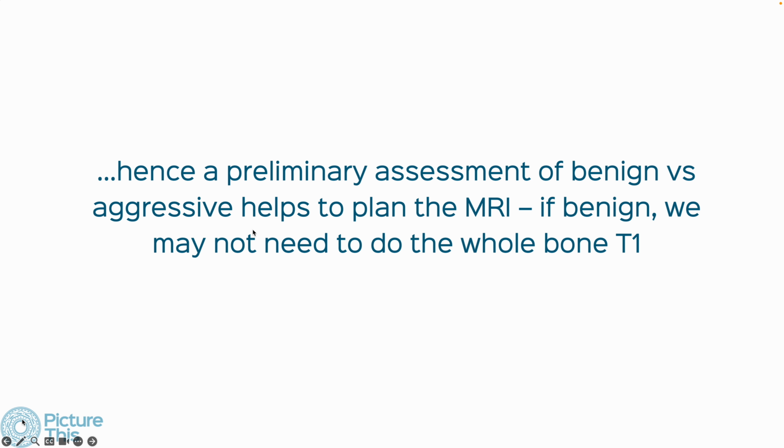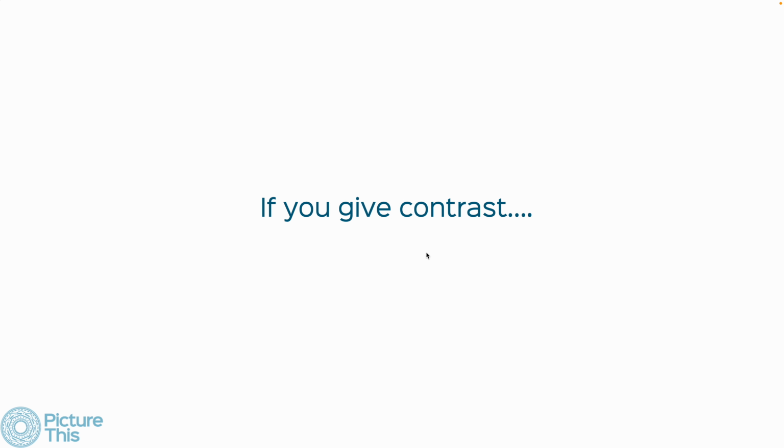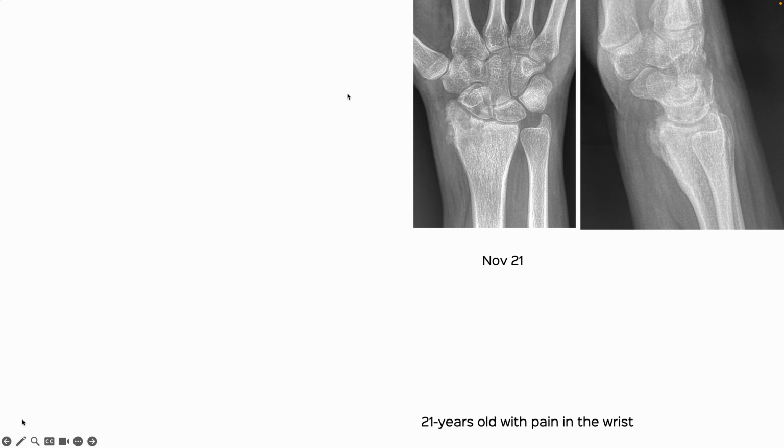So a preliminary assessment of benign versus aggressive on the radiograph helps, because if it's really benign, we don't need to do the whole bone T1 and we can save some time. Why should you do a dynamic study?